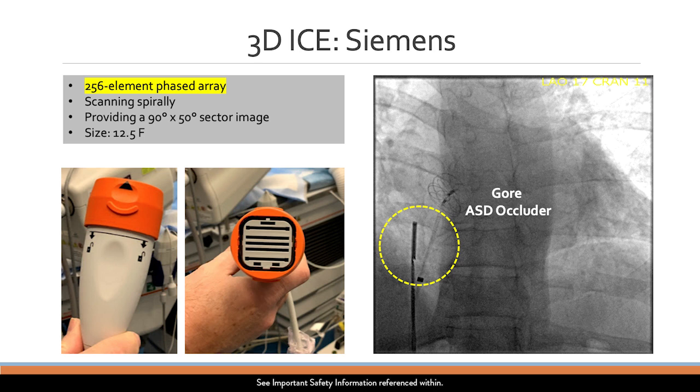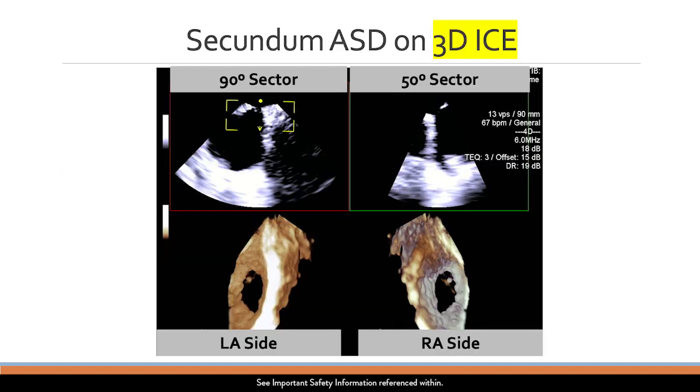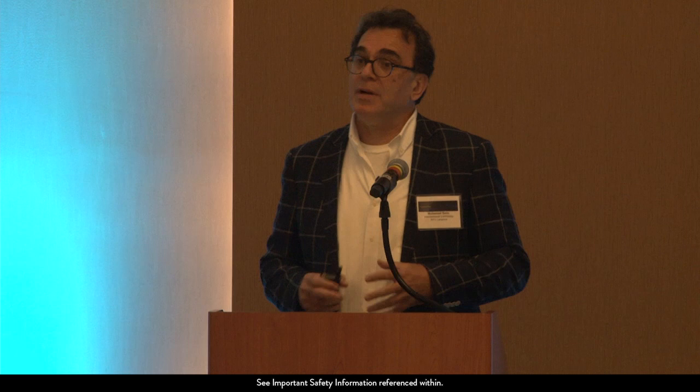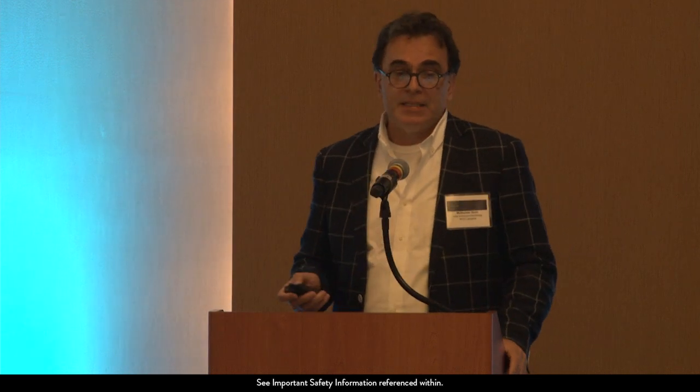It actually does a spiral rotation. That's how it acquires imaging. And because of this spiral orientation, it'll provide you with the 90 by 50 sector, as opposed to 3D, where you have 90 by 90. So TEE provides you a true rectangular prism, as opposed to this, which will probably be an elongated rectangular prism.